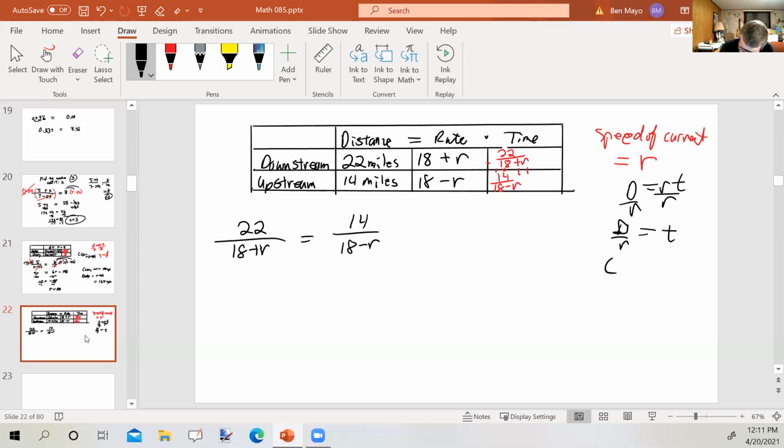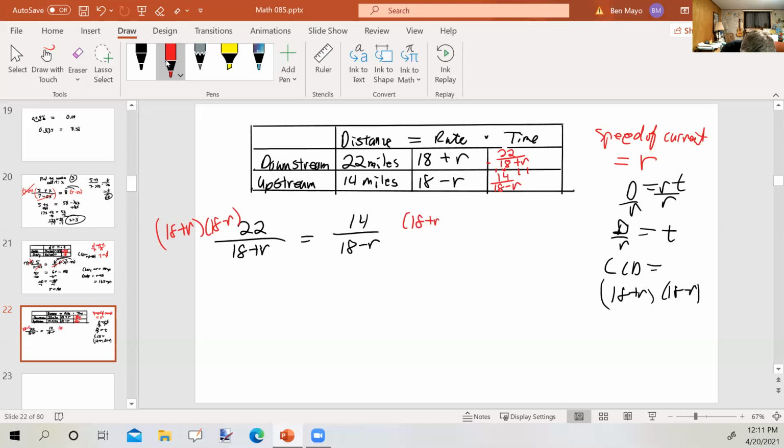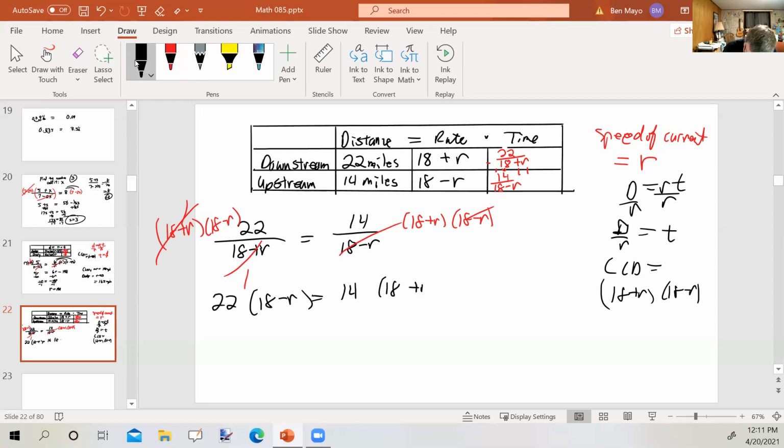Our LCD is going to be 18 plus R times 18 minus R. So I'm going to have 18 plus R times 18 minus R on both sides. On the left side, those are going to reduce out, giving me 22 times 18 minus R. On the right side, those are going to reduce out, giving me 14 times 18 plus R. So far, so good? Yes.